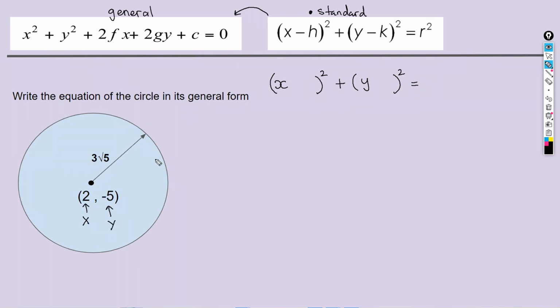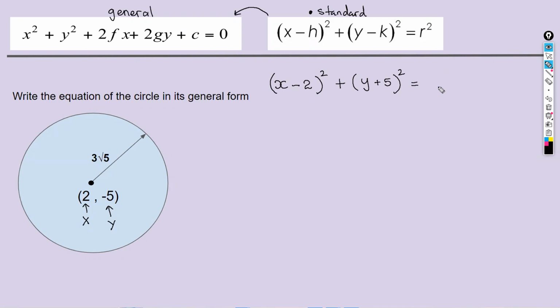The opposite of these values go in the brackets, the opposite. So if the x center coordinate is +2, then we have to put -2. And if here's -5 next to the y, we put the opposite, +5.